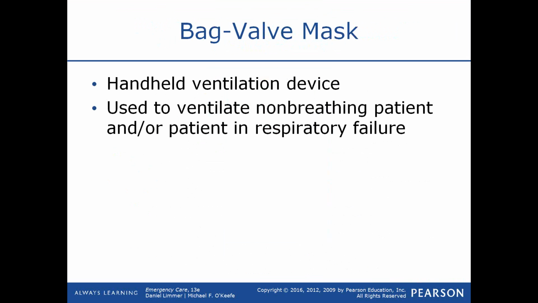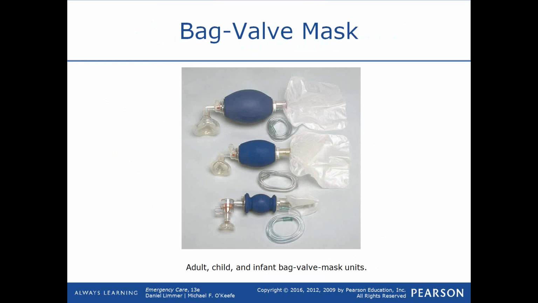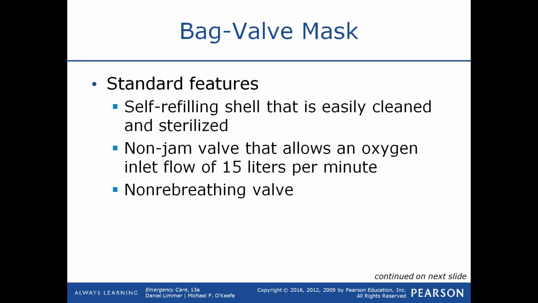Now, a bag valve mask is a handheld ventilation device. It's used to ventilate non-breathing patients in respiratory distress or respiratory failure. It comes in a variety of sizes depending upon the size of the patient. Some standard features that you'll see with bag valve masks: it's a self-refilling shell that is easily cleaned and sterilized. It's got a non-jam valve that allows oxygen to flow into it at a rate of 15 liters per minute, and it's got a non-rebreathing valve on the end that attaches to the patient, so that the patient isn't allowed to rebreathe their CO2 when they exhale.